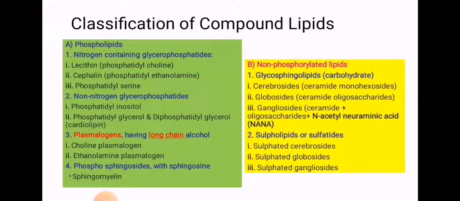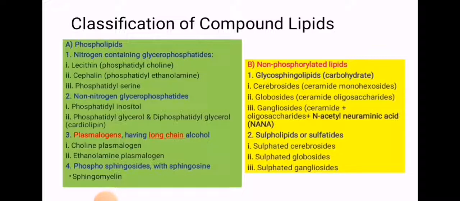Then what about the non-nitrogen containing glycerophosphatides? So here it is a glycerophosphatide, but the base is a compound that is not having nitrogen, like inositol. So phosphatidyl inositol, then phosphatidyl glycerol, diphosphatidylglycerol, also called as cardiolipin. Then third one is plasmalogens, which have long chain alcohol, that is either choline plasmalogen or ethanolamine plasmalogen. Then fourth one is phosphosphingosides with sphingosine alcohol, that is sphingomyelin.